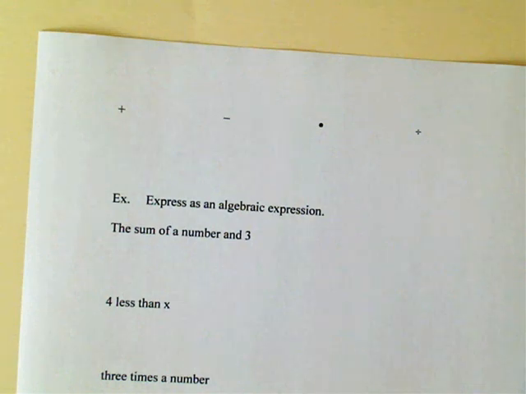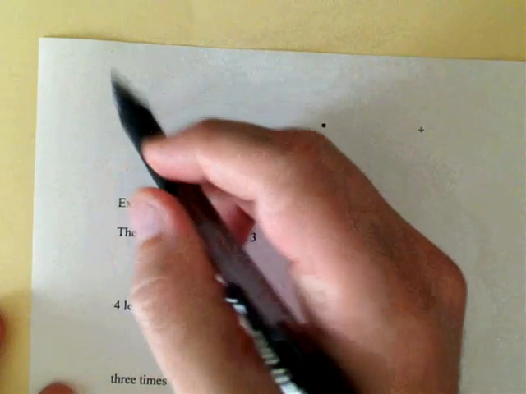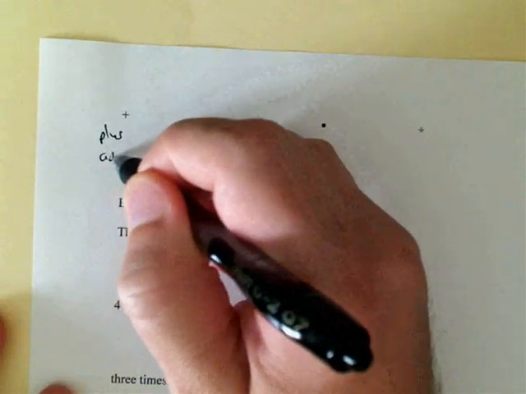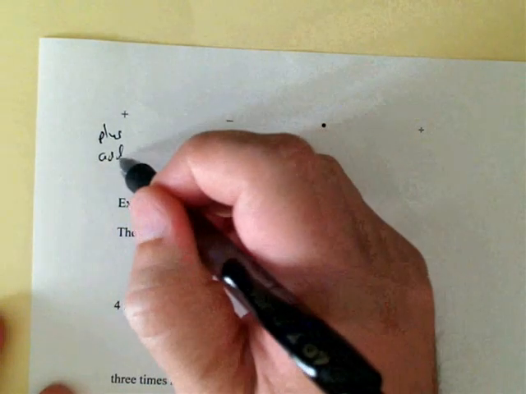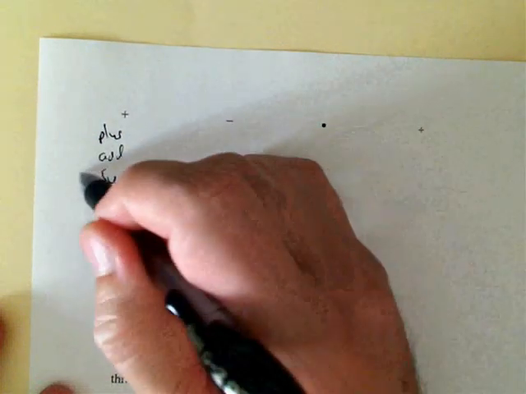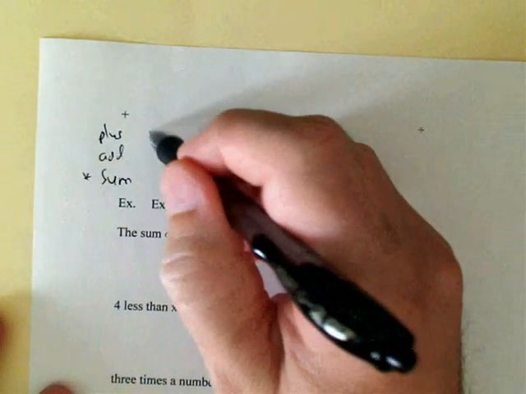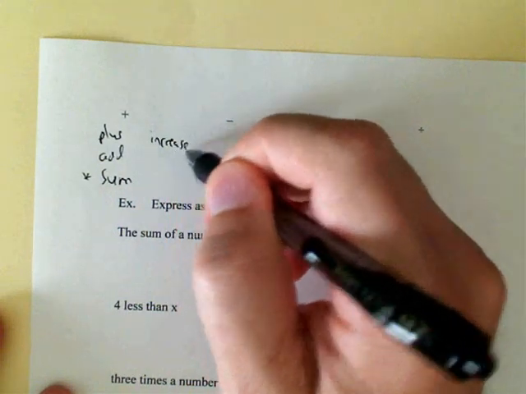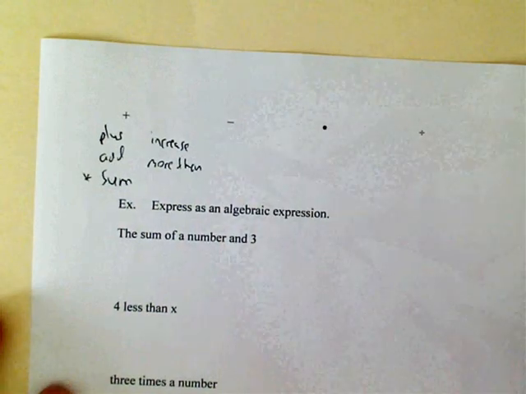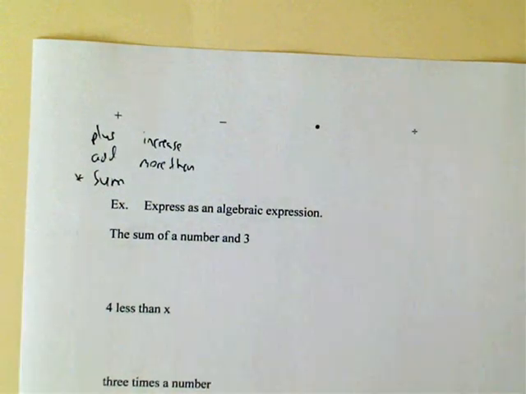This symbol is an addition symbol. Some words you might see are the words plus, add. The big one you're going to see is sum. That's a humongous one. Increase, more than. So those are some examples. There's some words that mean to add.